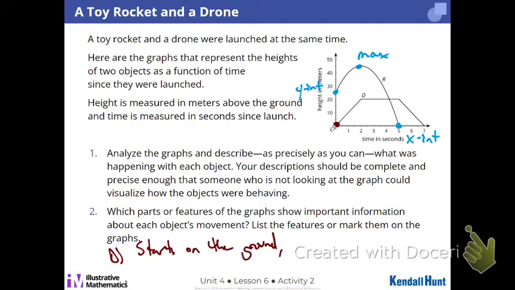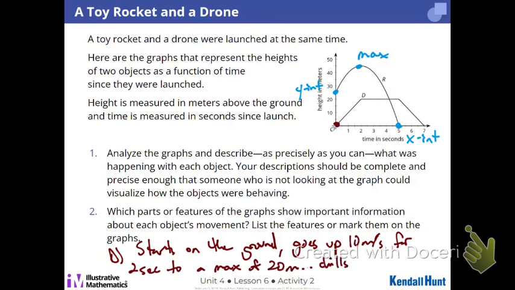And then I would say goes up 10 meters per second for 2 seconds to a max of 20 meters. And then it chills there, technical term, until 5 seconds.